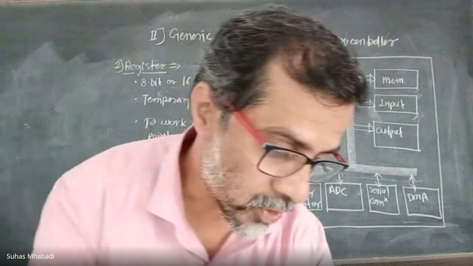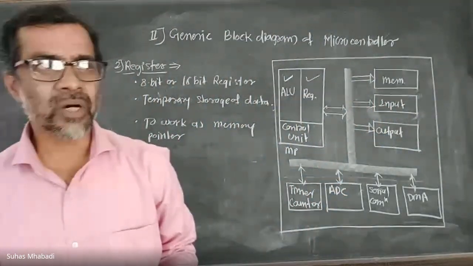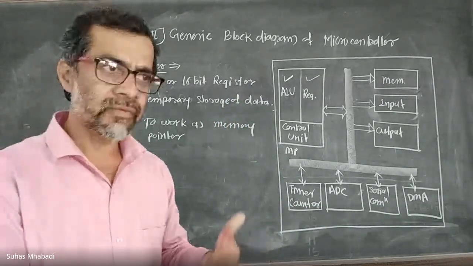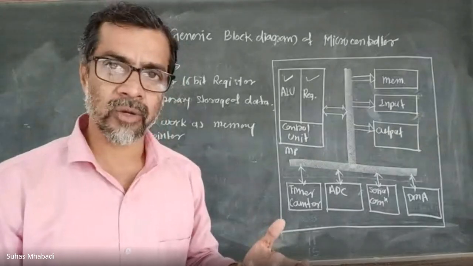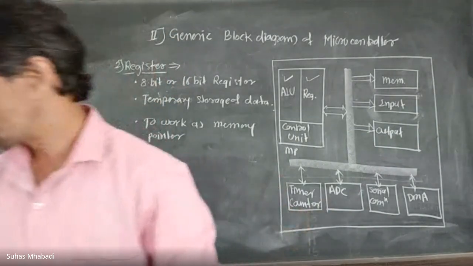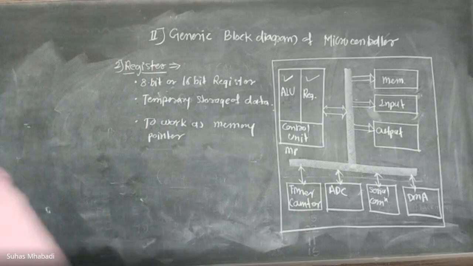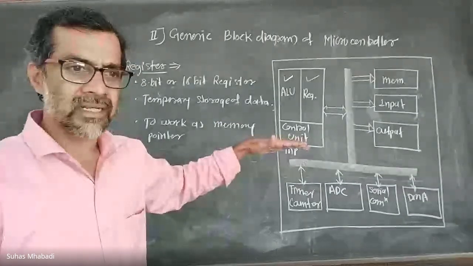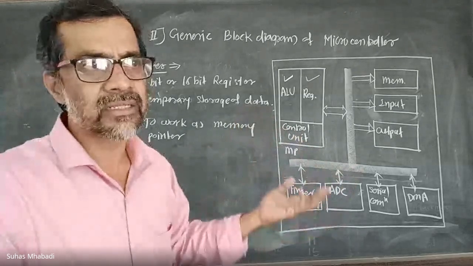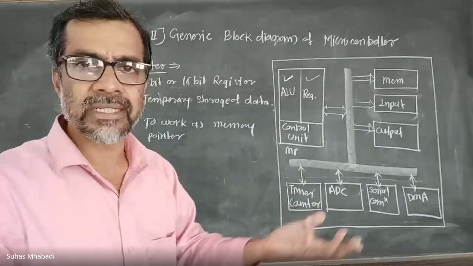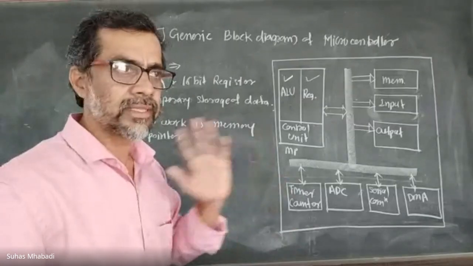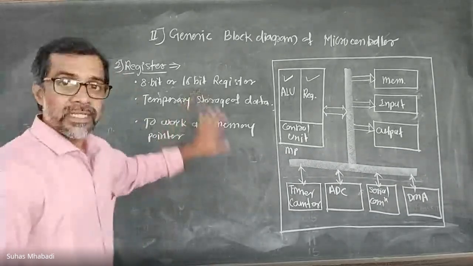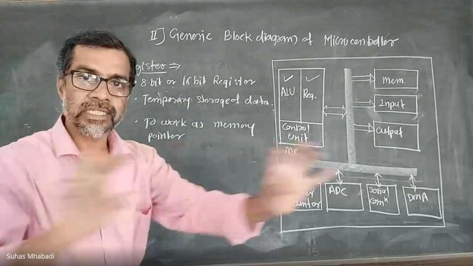The concept of memory pointer will not be clear at this point, no doubt, but keep this sentence in mind as we move ahead, and we will put more explanation on that topic, how they work as a memory pointer. So this is about registers, and there are a number of registers. In some controllers there may be 8 registers, in some 16 registers. It depends; the number varies with the variant. What is it? It is a simple 8-bit or 16-bit register.